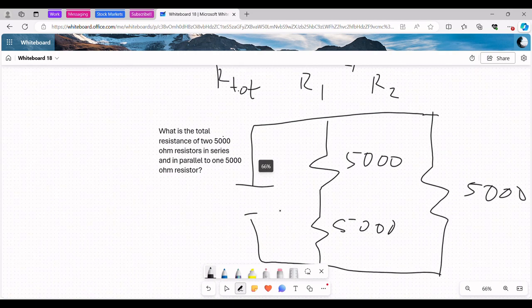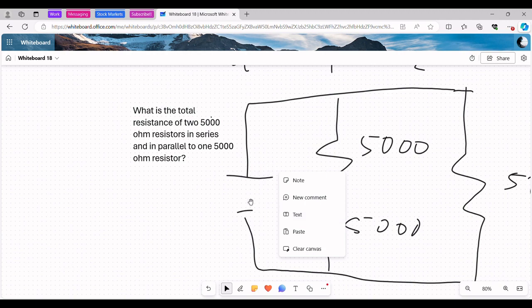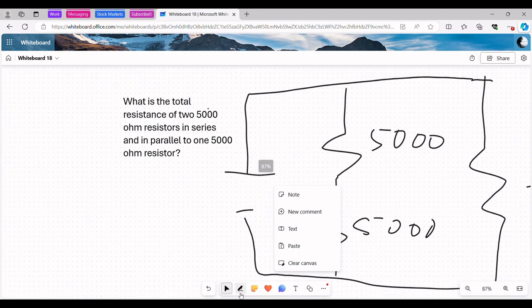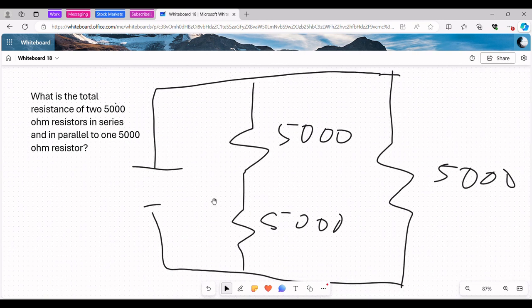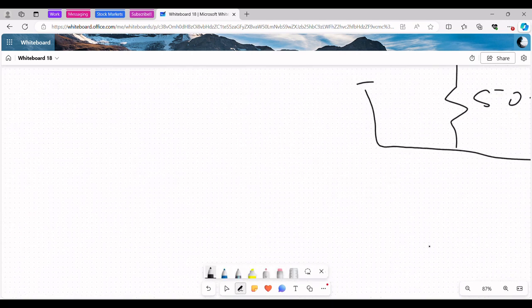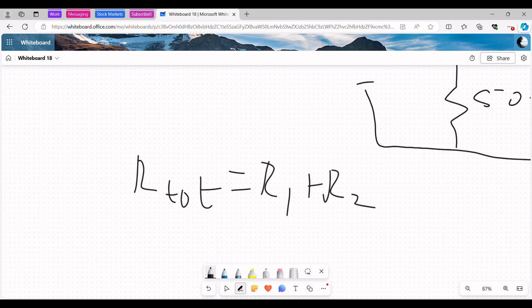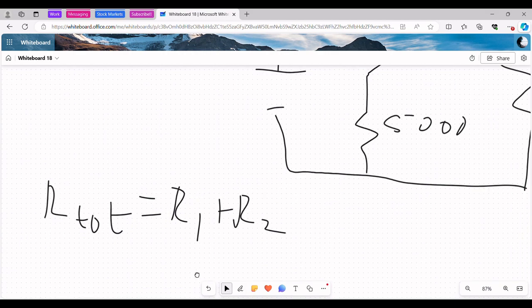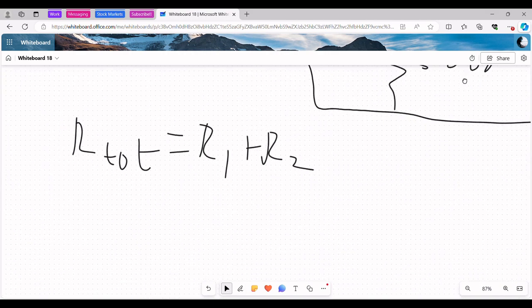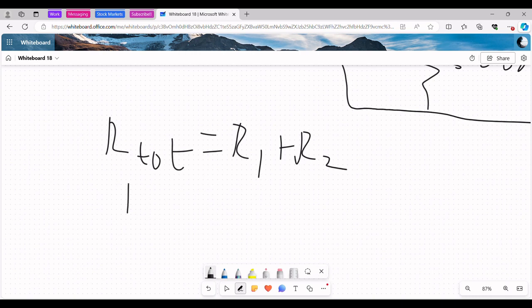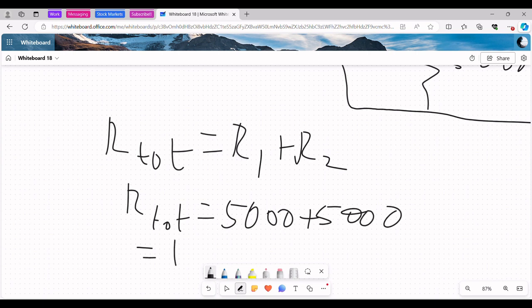Whenever we have these types of problems where you're trying to find the total resistance in a circuit, you want to start with the innermost resistance and work your way out. So here the innermost resistance is these two resistors in series. How do we find the total resistance in series? It's just R1 plus R2, which we derived earlier. Here R1 is 5,000 and R2 is 5,000, so our total equals 5,000 plus 5,000, which equals 10,000.